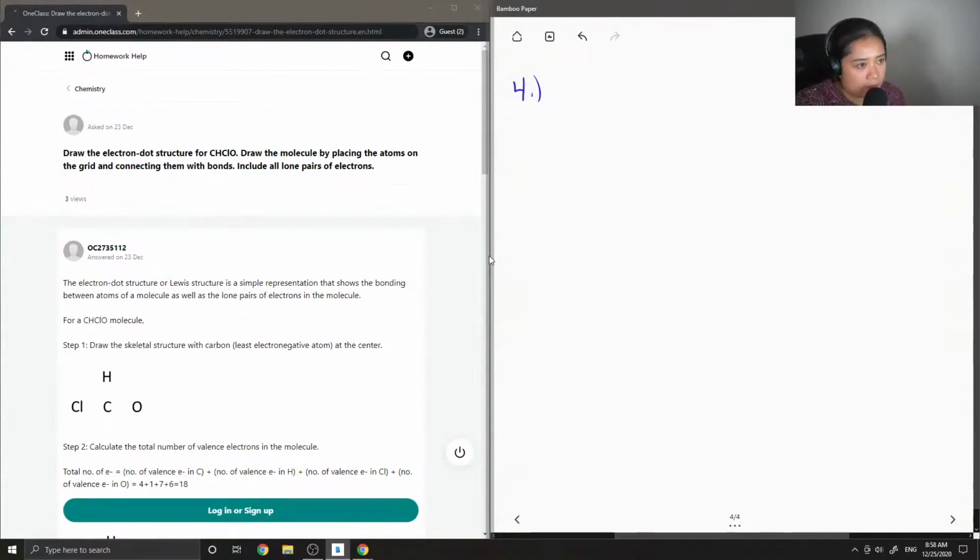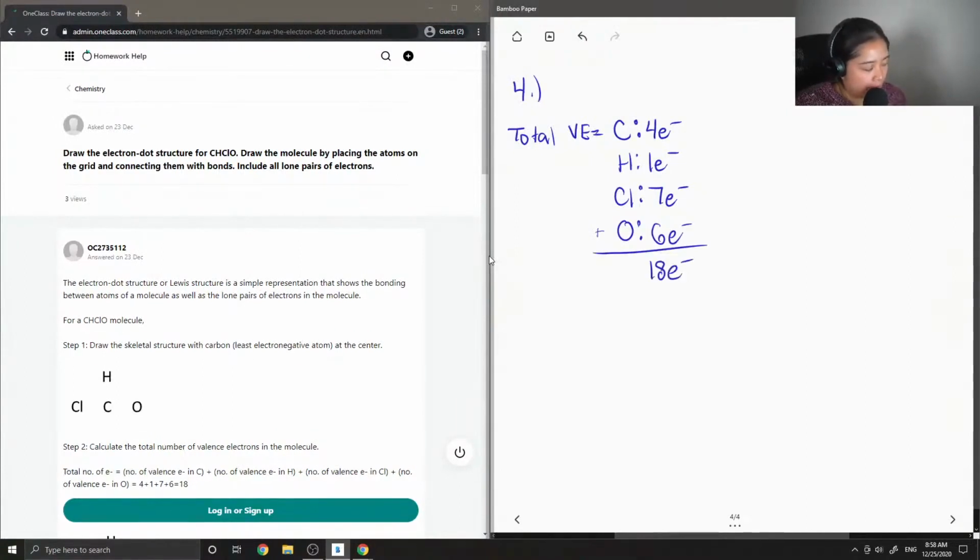Okay, so to answer this question, when we write the electron-dot structure, we first want to find out the total number of valence electrons. So in the molecule, we have a carbon, which has 4 valence electrons, hydrogen, which has 1, fluorine, which has 7, and oxygen, which has 6. So if we add all of these up, we have a total of 18 valence electrons.